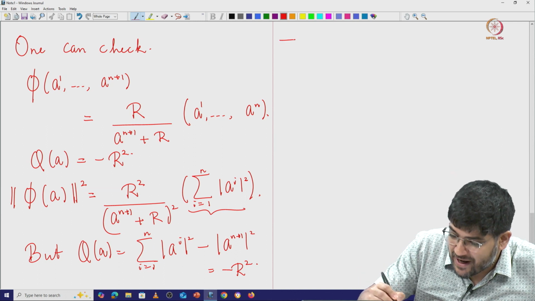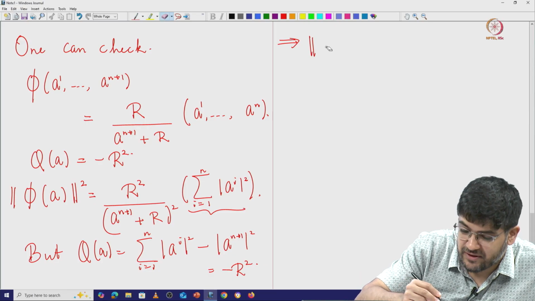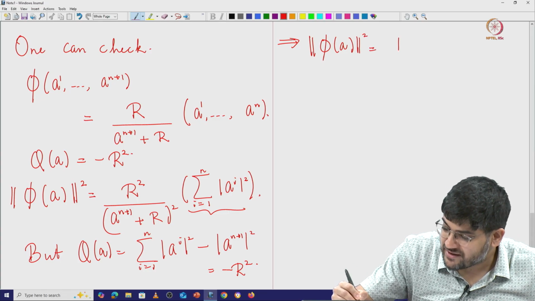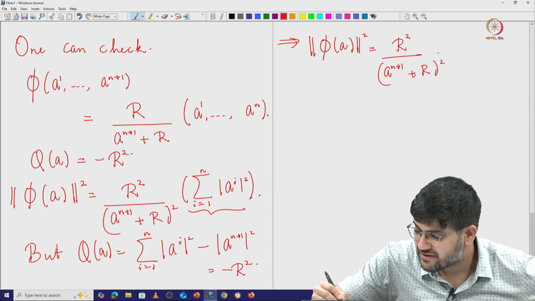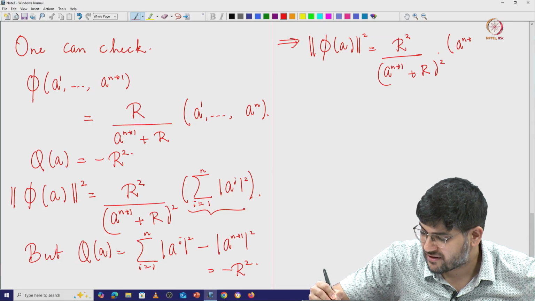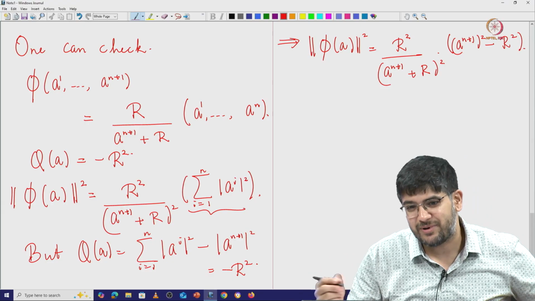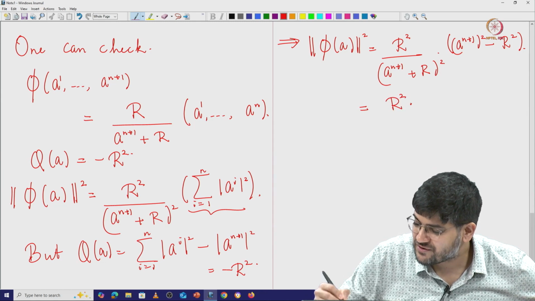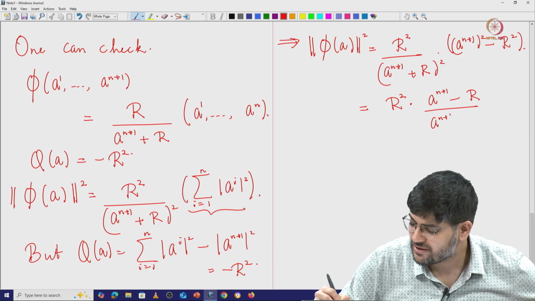So if you plug that back in, this implies that the norm of phi of A squared is R squared times (An plus 1 plus R) times (An plus 1 minus R) over (An plus 1 plus R) squared. So now just use your A squared minus B squared formula, and this will give you An plus 1 minus R divided by An plus 1 plus R.